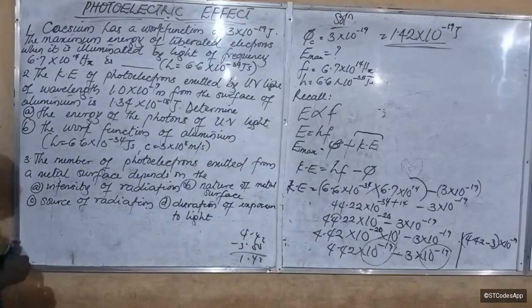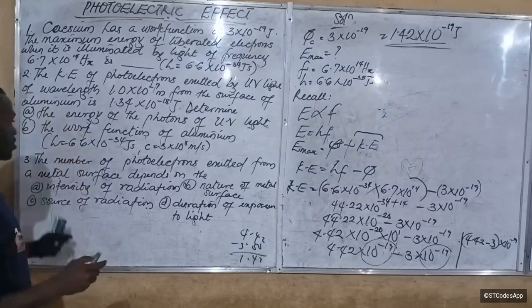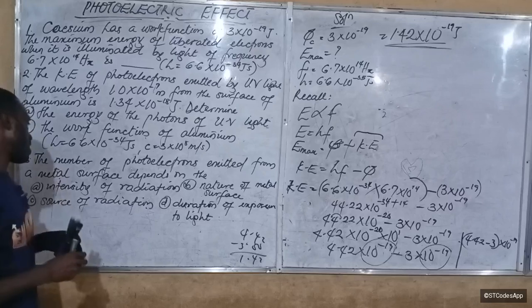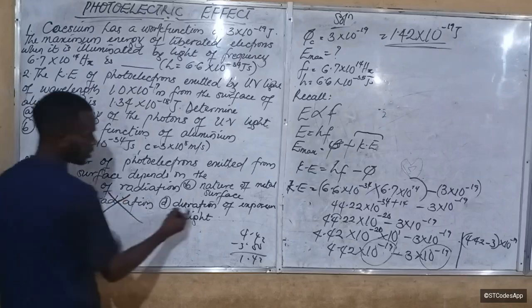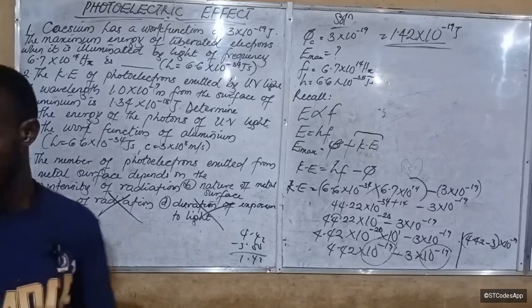Now the next one is also another long calculation. Let's solve number 3. Number 3 says the number of photoelectrons emitted from a metal surface depends on the dash. A. Intensity of the radiation. B. Nature of metal surface. And source of radiation. So source of radiation is wrong. Duration of exposure to light. That doesn't make sense.